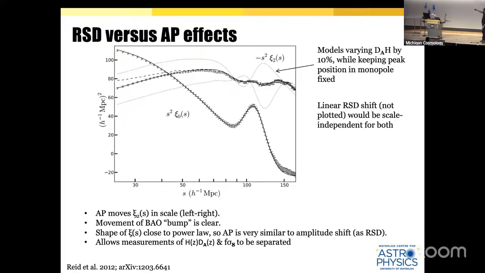What she did was to look at different models that had roughly the same monopole, but different Alcock-Paczynski quadrupoles, and showed that they have structure in them, whereas RSD would just be moving all of the quadrupole up or down. The BAO signal definitely helps you measure the Alcock-Paczynski effect separately from the redshift space distortion effect.